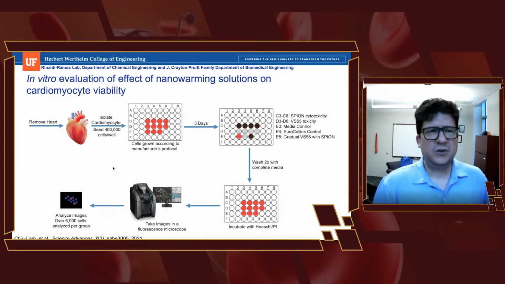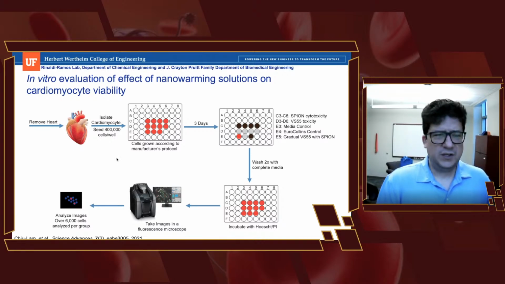Now I'm going to show you some cytotoxicity experiments using primary cardiomyocytes isolated from mice hearts. And we're going to look at it using analysis of the cells.